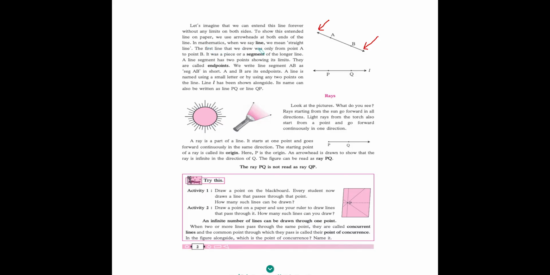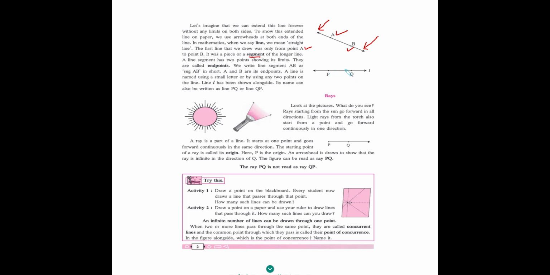In mathematics, when we say line, we mean a straight line. The first line that we drew had a point A and a point B, which was a piece, or a segment. As we see, there is a segment with two dots, right? So this is line segment PQ.